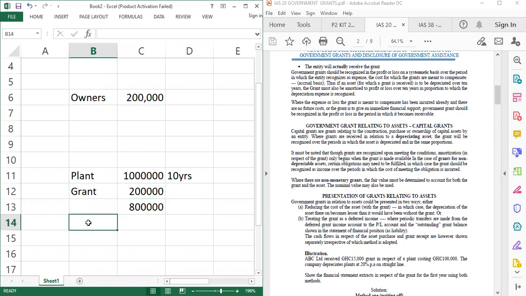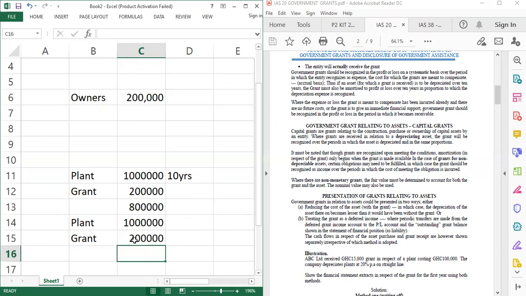We can also say that since the grant is given in relation to the plant, which will last for 10 years, the grant is an income. So we can also amortize the grant over the useful life of the plant, where we will still assume that we are paying the 1 million and we are receiving a grant of 200,000, and the grant will now be amortized over the useful life of the plant.